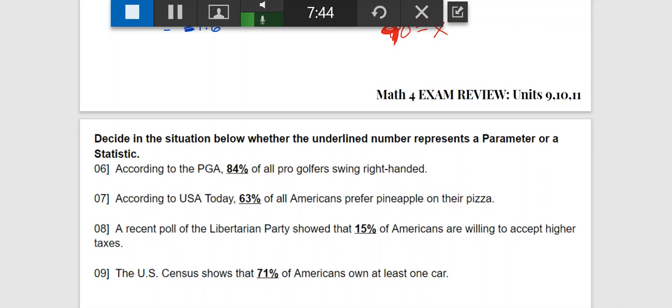All right, according to PGA, 84% of all pro golfers swing right-handed. That sounds like all of them. That sounds like a parameter. According to USA Today, and that's your first clue, USA Today always does polls which involve samples. That is a statistic. Recent poll, this is a statistic. U.S. Census shows that 71% of Americans at least own one car. Census, that tells you this is a parameter.